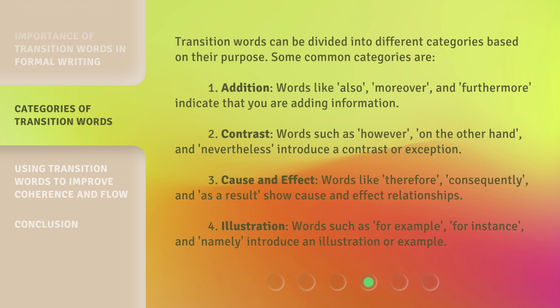3. Cause and effect. Words like therefore, consequently, and as a result show cause and effect relationships. 4. Illustration. Words such as for example, for instance, and namely introduce an illustration or example.